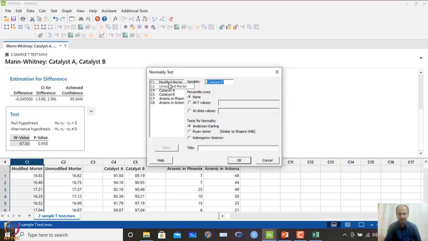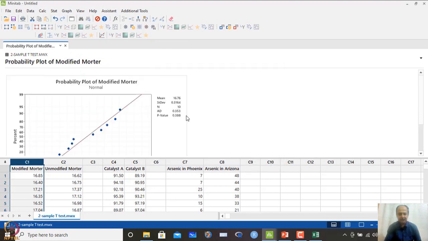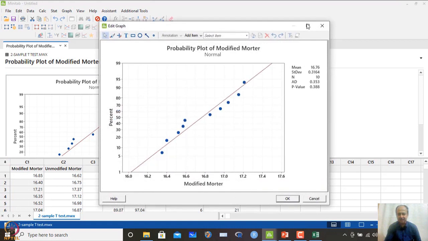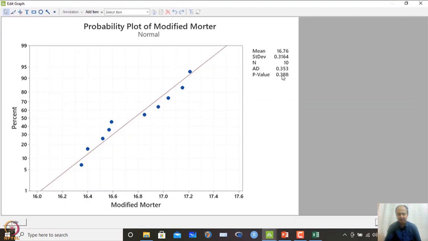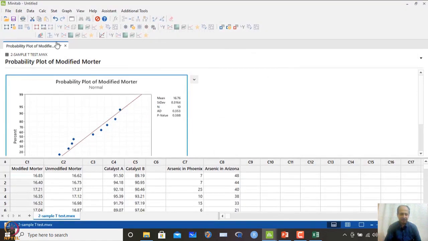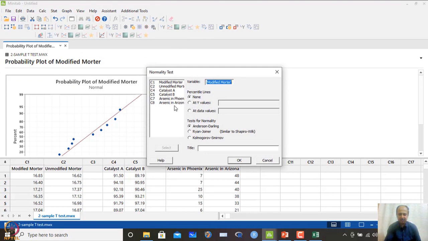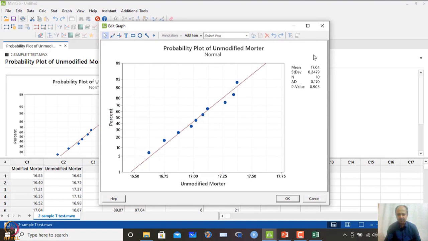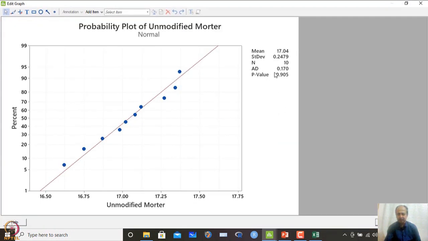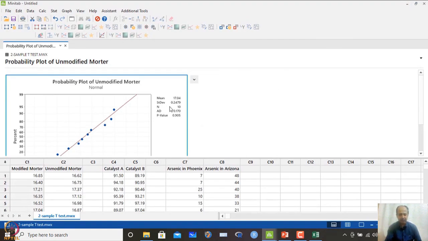In this case, first I will check the normality. I will check for modified mortar, is it normal? When I do the first test, the p value is 0.388, so it is normal. Second, I will do the same normality testing with unmodified, and the p-value is approximately 0.9. That also indicates that the unmodified mortar data in the population will be normal.